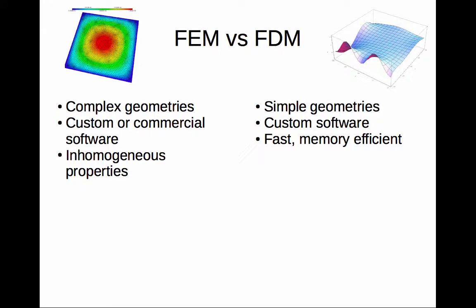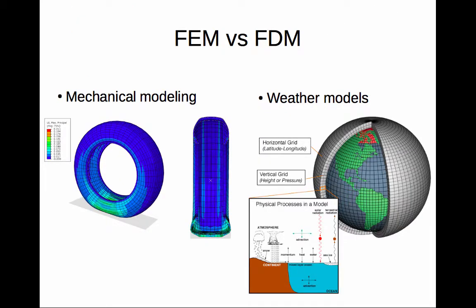Finite difference grids, however, are usually used when it's a fairly simple geometry or a geometry that can be decomposed into these orthogonal meshes. There is custom software for it, but it's not nearly as common. But the finite difference method is fast and very memory efficient. So larger problems, if you can use finite differences, sometimes they become more computationally solvable because it's a more efficient method numerically. You might see finite elements used in mechanical modeling. Here's an example of a tire being deformed by the pressure on it.